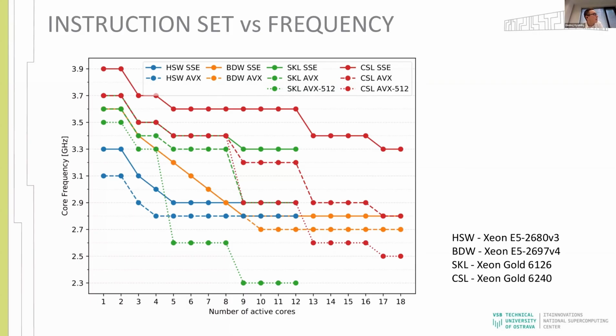So obviously the best way to improve energy efficiency is improving the performance of the application. And it means using proper vectorization of your application.